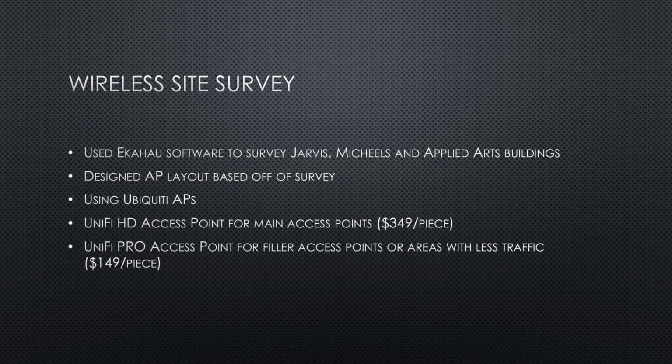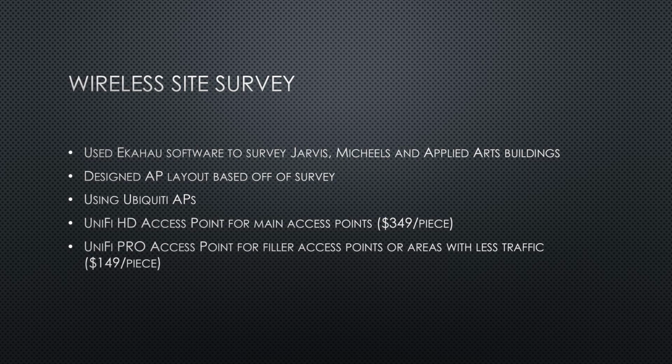And then the Unify HD APs we ended up using were our main APs for wireless network design, and they would do more of the heavy lifting, and most of our network comprised of them. And then for the second Ubiquiti APs, we used the Unified Pro access points that cost $149 a piece, so less than half of the HD APs. But with the cost reduction, obviously there came performance reduction, but that was okay because we decided to use these as filler APs that we could implement in areas that didn't have a lot of traffic.